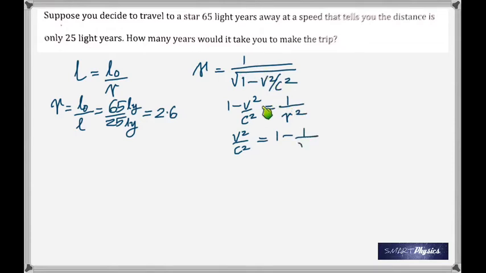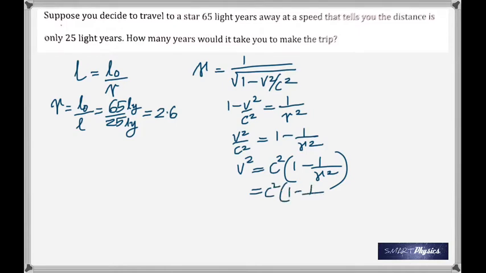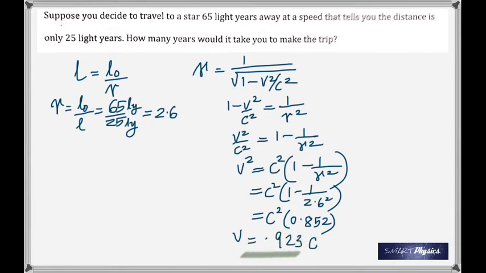What I've done here is square both sides and rearrange, and then I'm trying to find the velocity in terms of the speed of light. So 1 by gamma is 2.6. When you do the calculations here, that's what you get. Now taking the square root on both sides, you get it as 0.923 c.